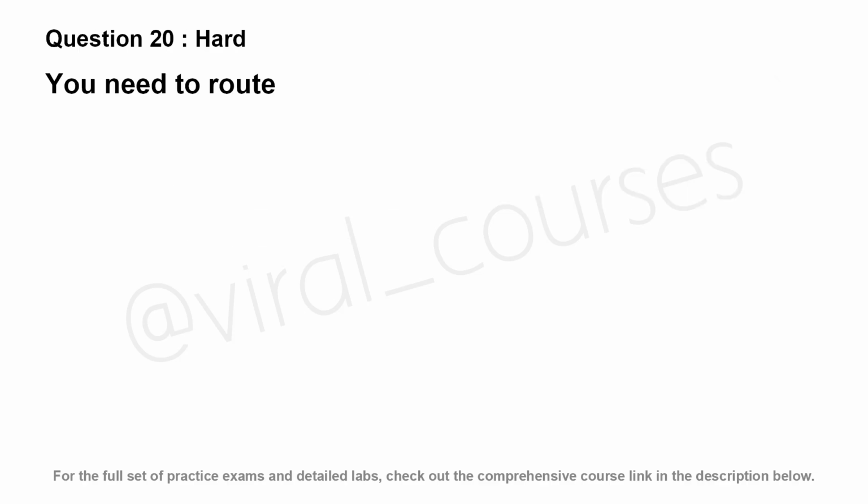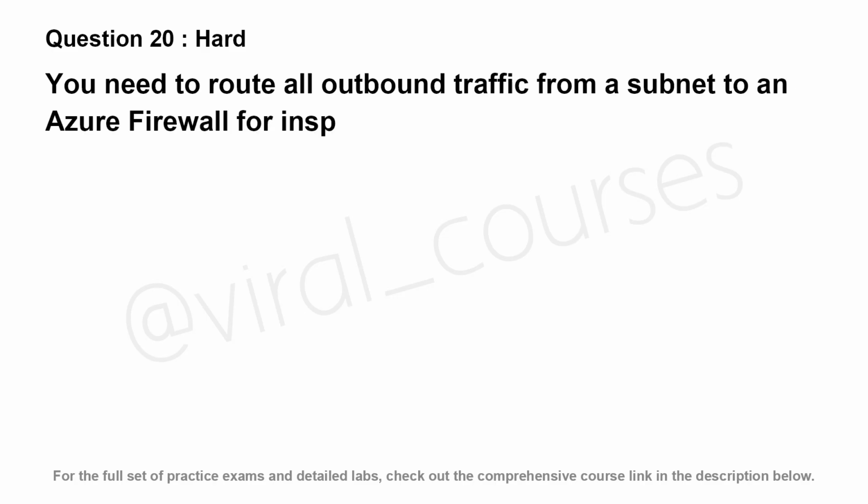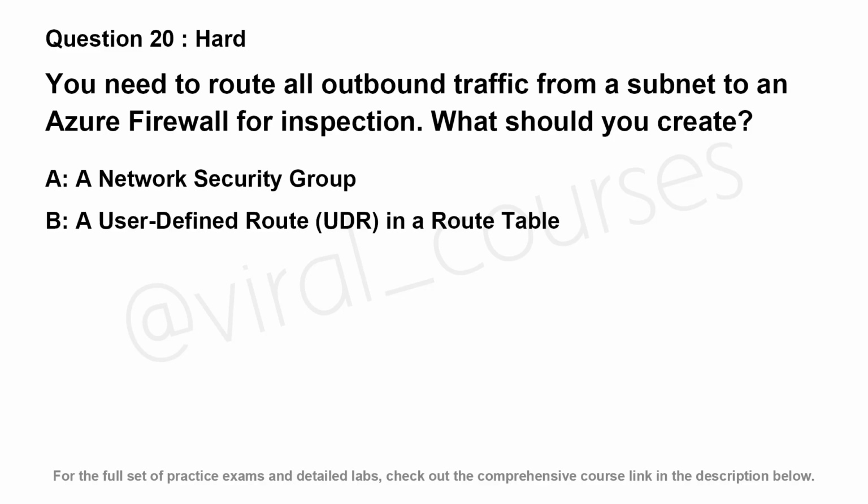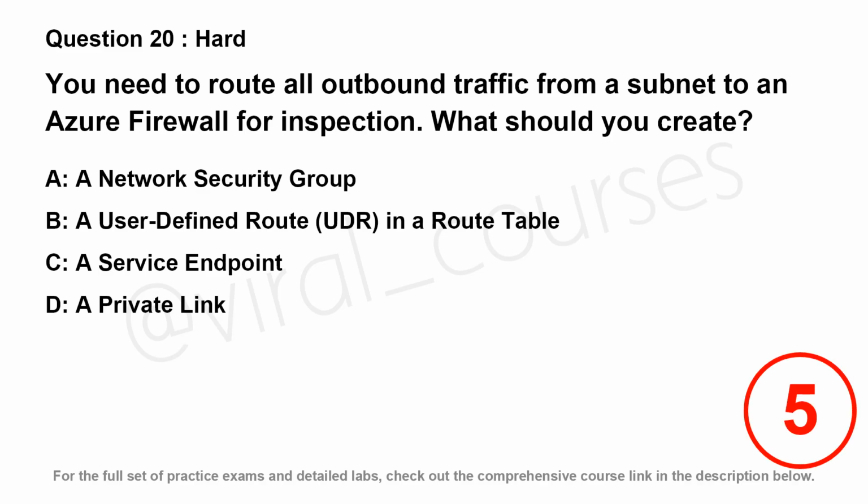You need to route all outbound traffic from a subnet to an Azure firewall for inspection. What should you create? Option A, a network security group. Option B, a user-defined route, UDR, in a route table. Option C, a service endpoint. Option D, a private link.